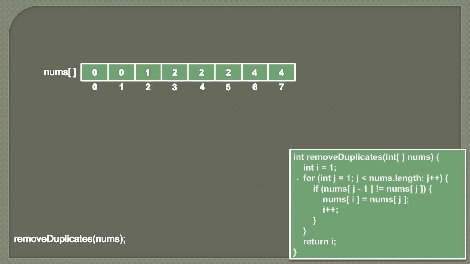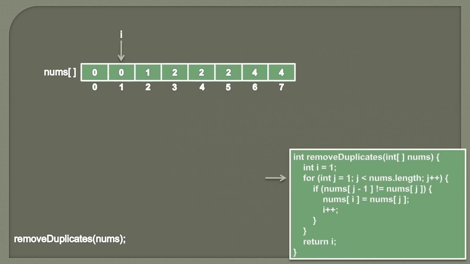So when we call this method, the first thing we do is we create these two pointers i and j, where j is our fast pointer. It traverses the array from index 1 to index 7 and i will start from 1 because this 0 is already at its correct place and unique. So we don't touch the 0th index and we start from the first index.